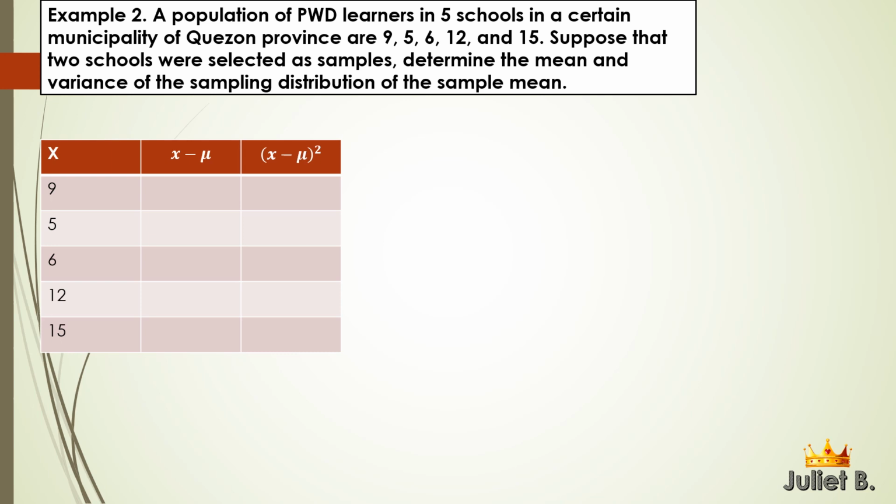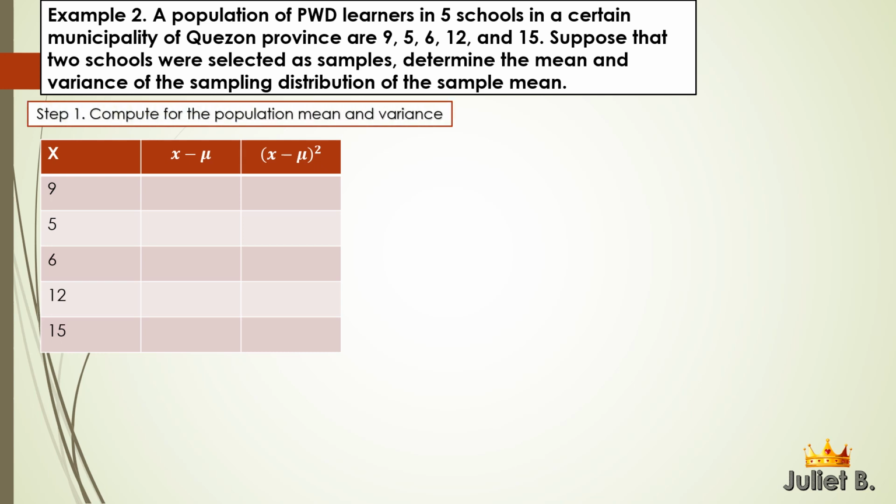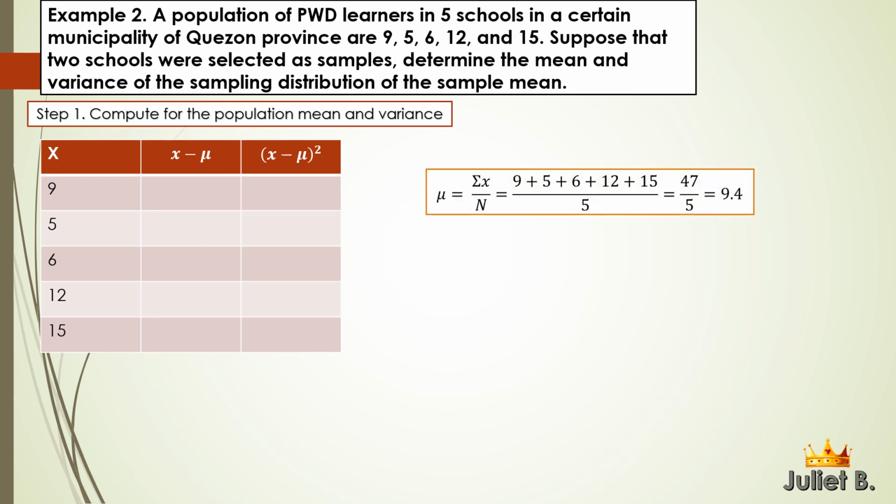So let's have example number 2 for you to be familiarized with the steps in finding the mean and variance of the sampling distribution of the sample means. The first step is to compute the population mean and variance. We have the following population: 9, 5, 6, 12, and 15. Let us get its mean, the summation of the population divided by the population size. So we have 9 plus 5 plus 6 plus 12 plus 15 is equal to 47, divided by 5. And 47 divided by 5 is equal to 9.4.